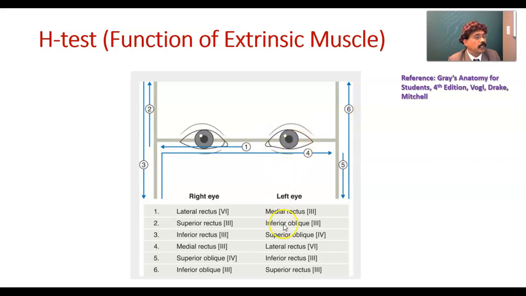We can also check the left eye. This is the medial rectus, which should move the eyeball medially. The inferior oblique should elevate the eye here. The lateral rectus should move the eyeball laterally, and the inferior rectus should move the eyeball inferiorly. The superior rectus will move the eyeball above. So this is the H test to assess the functions of the extrinsic muscles of the eye and their nerve supply.